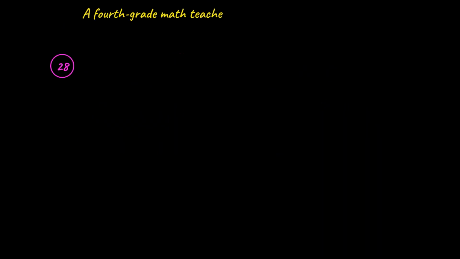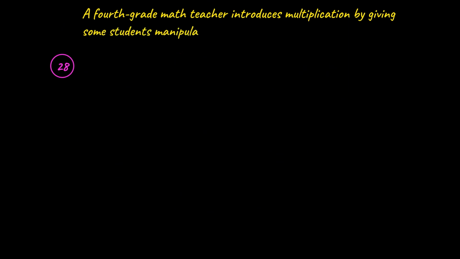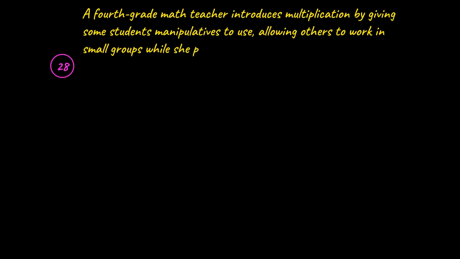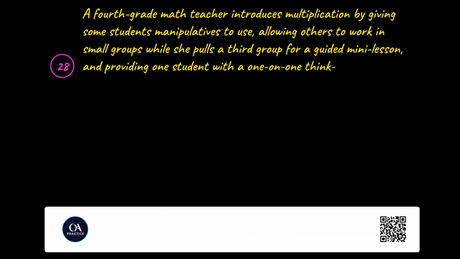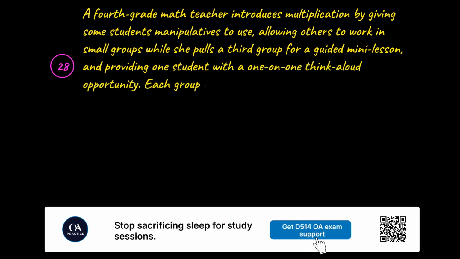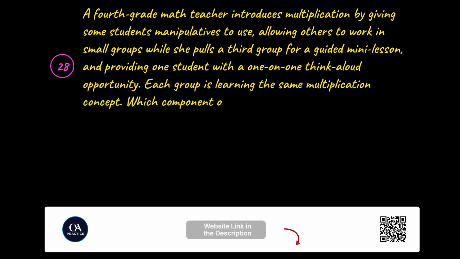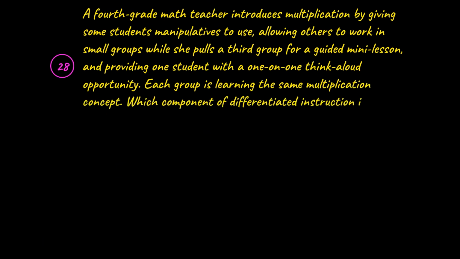Question 28. A 4th grade math teacher introduces multiplication by giving some students manipulatives to use, allowing others to work in small groups while she pulls a 3rd group for a guided mini lesson, and providing one student with a one-on-one think aloud opportunity. Each group is learning the same multiplication concept. Which component of differentiated instruction is the teacher adjusting?